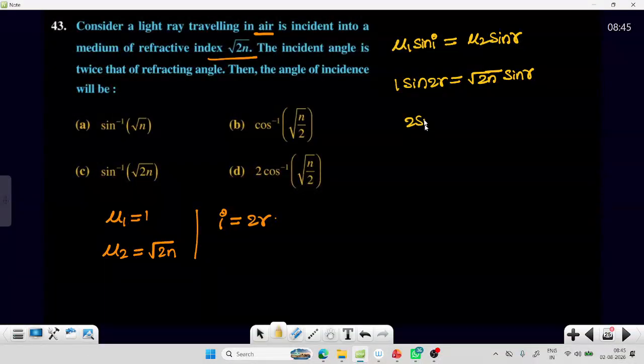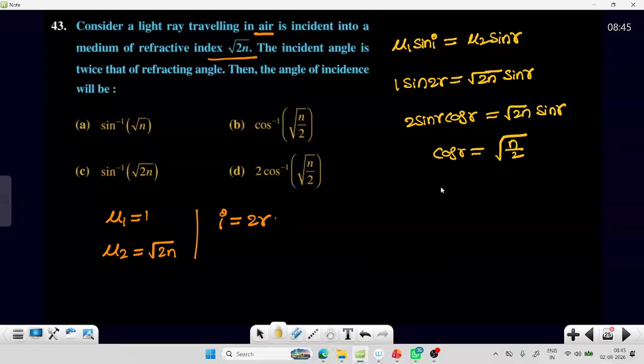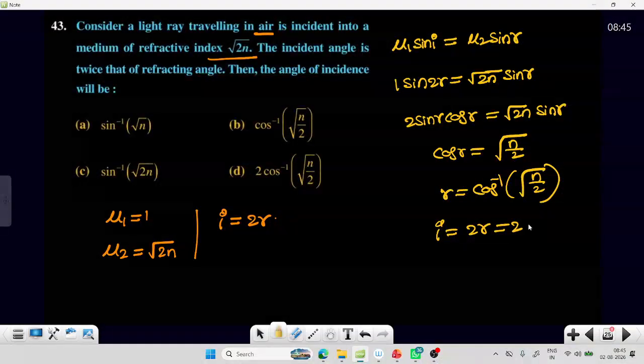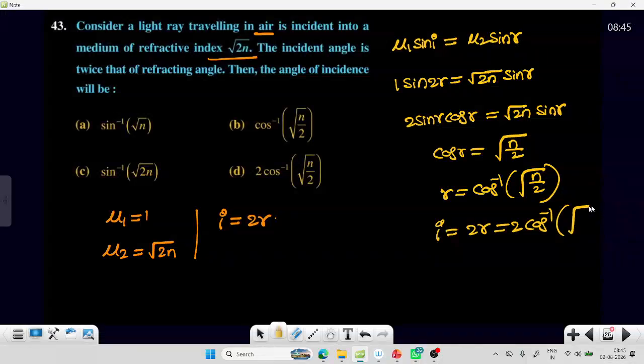So we can write 2 sin R into cos R is equal to root 2n into sin R. So from this, cos R is equal to square root of n by 2. So R is equal to cos inverse of root n by 2, and I is equal to 2R, so that is equal to 2 into cos inverse of root of n by 2. Option D, no? Yes, sir. Next one.